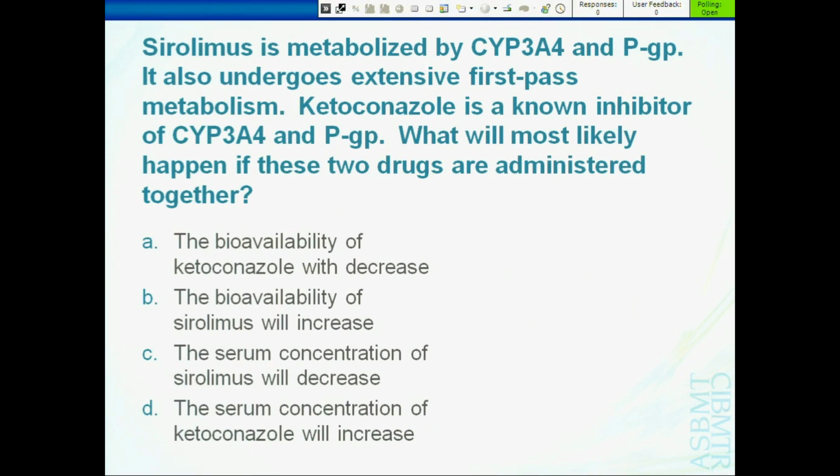So we'll get to our first ARS question. Sirolimus is metabolized by CYP3A4 and P-glycoprotein. It also undergoes extensive first-pass metabolism. Ketoconazole is a known inhibitor of CYP3A4 and P-glycoprotein. What will most likely happen if these two drugs are administered together? A, the bioavailability of ketoconazole will decrease. B, the bioavailability of sirolimus will increase. C, the serum concentration of sirolimus will decrease. Or D, the serum concentration of ketoconazole will increase.